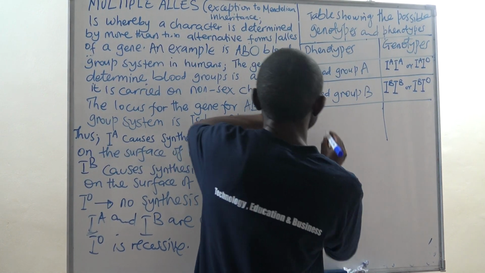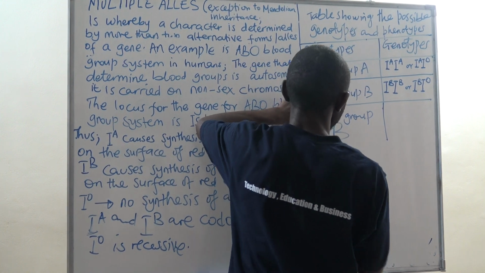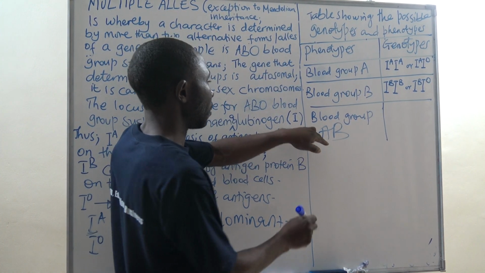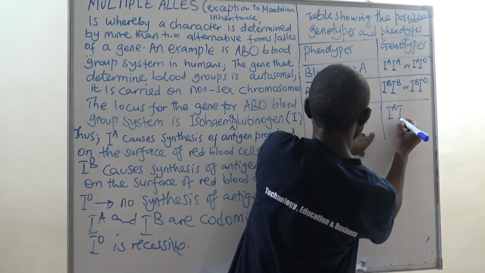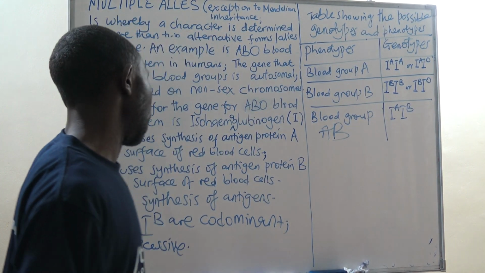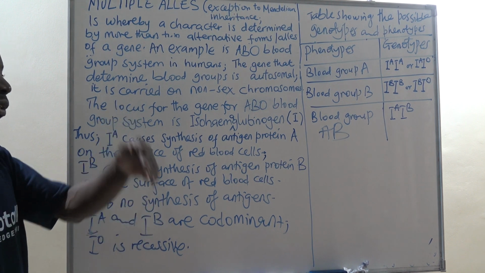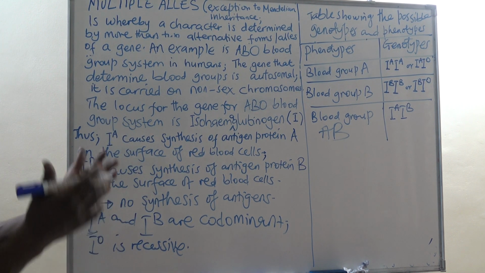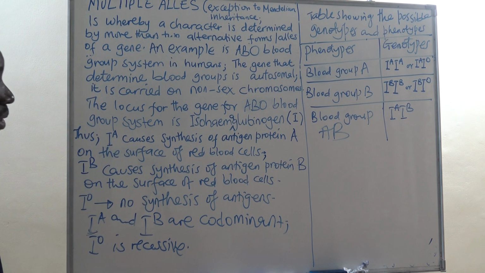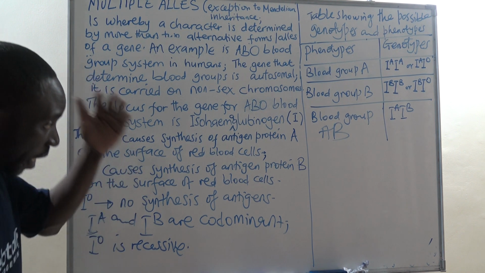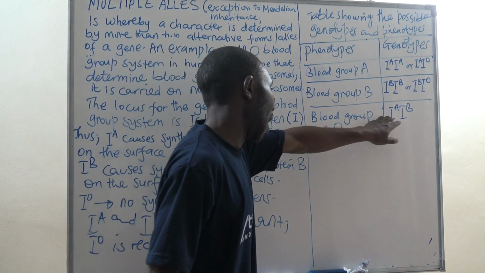So now, let's proceed. If we have blood group AB, the genotype will be IA IB, because we said that alleles IA and IB are codominant. When they are present together, they must both express in the phenotype and form blood group AB, determined by genotype IA IB.